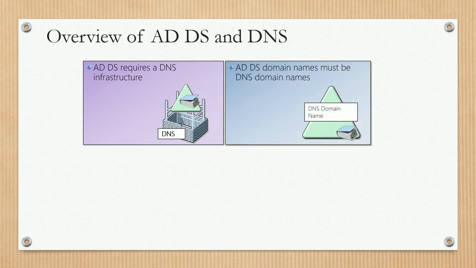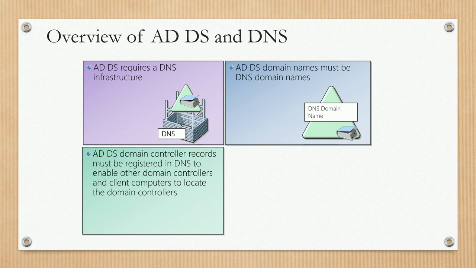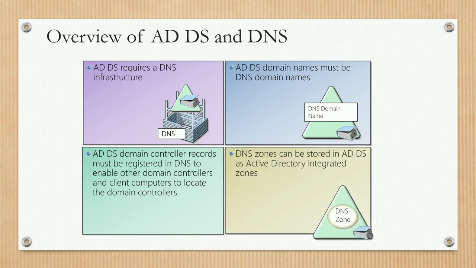Now, you should have a domain name for the ADDS domain. The ADDS domain controller record must be registered in the DNS to enable the other domain controllers and the client computers to locate the domain controller. So all these things come under the installation process. DNS zones can be stored in Active Directory Domain Services, ADDS, as Active Directory integrated zones. So this is all about the explanation of ADDS and DNS.